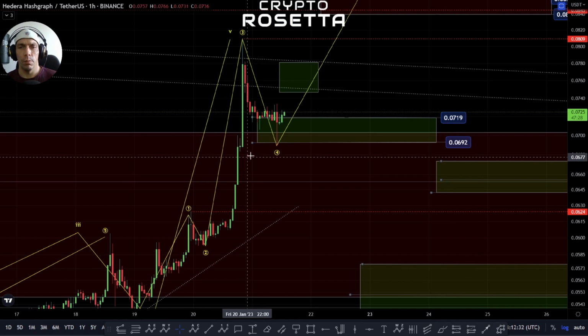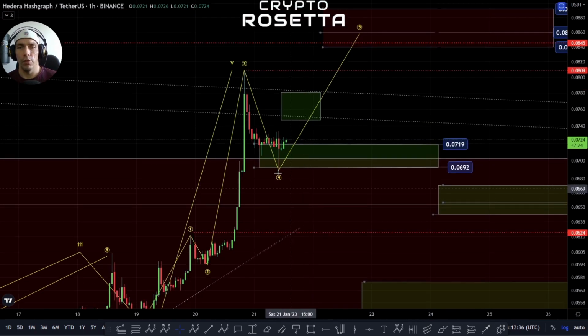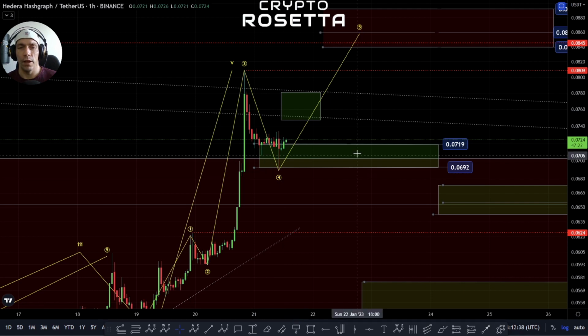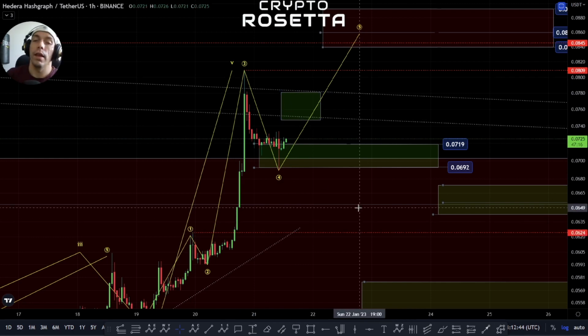But I wouldn't want to come much deeper than this zone, because if we do start to break this area, it becomes less likely that this is a fourth wave and that we actually could look to potentially break down, which we're also going to go over later on in the video. So make sure you stay tuned in.